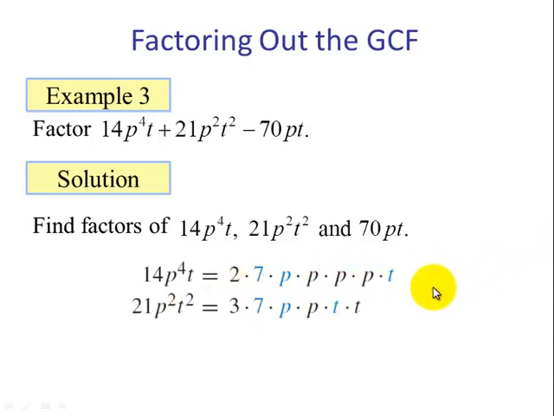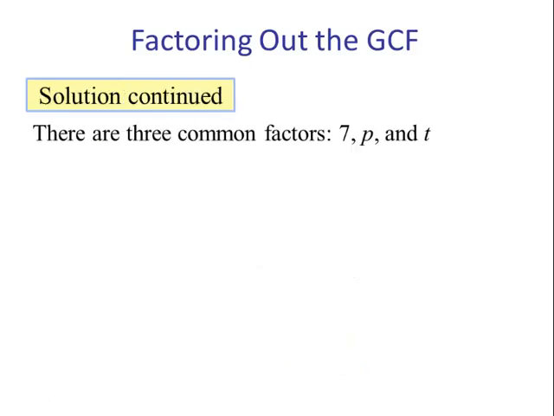21p squared t squared is this. And 70pt becomes this. So if we look at the numbers, we see 7 is a factor in all three terms. So is p, and so is t. So the common factor 7pt will be our greatest common factor.